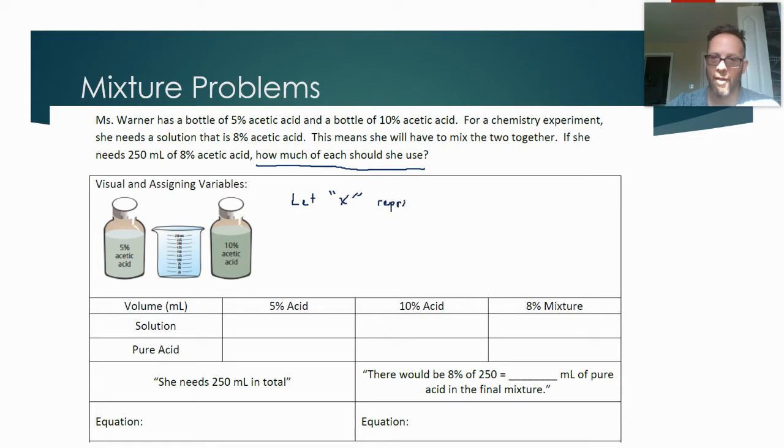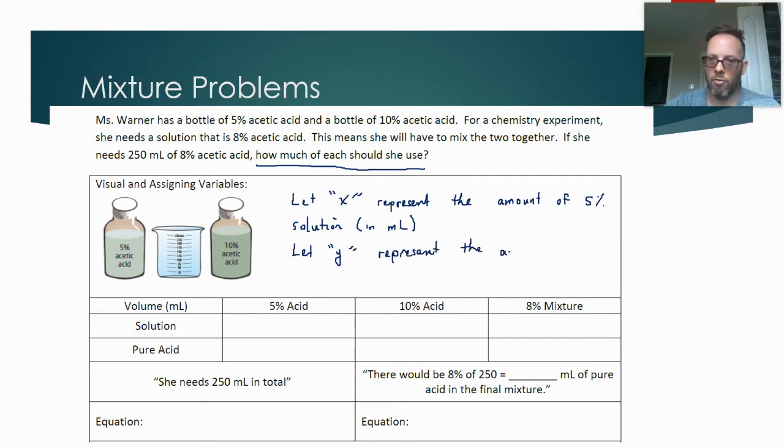Let's let X represent the amount of 5% solution, and I might add in milliliters. We're measuring in milliliters. And then a similar statement just with Y. Let's do Y for the 10%: the amount of 10% acid or 10% solution. And again, it's in milliliters.